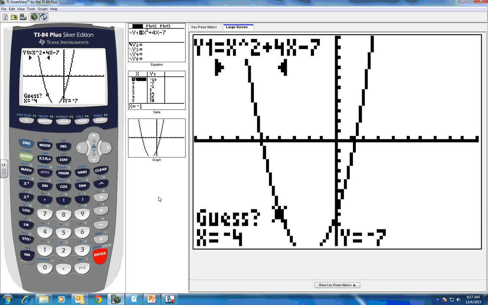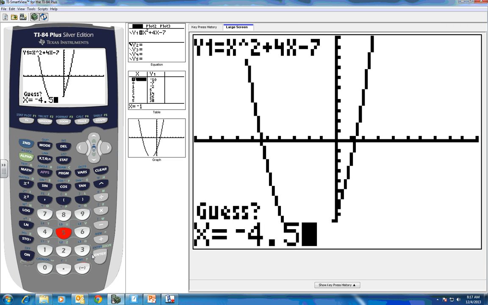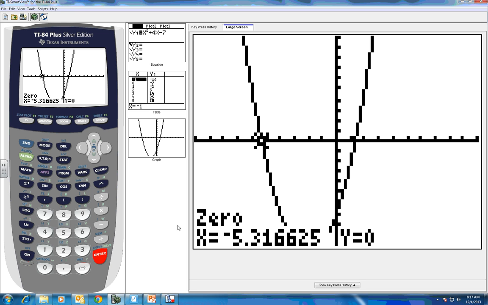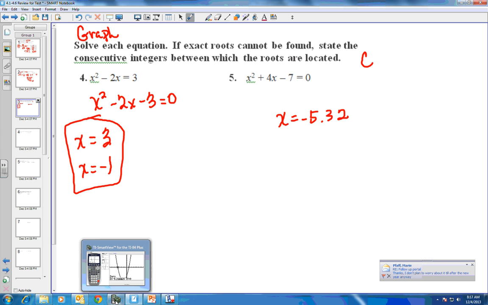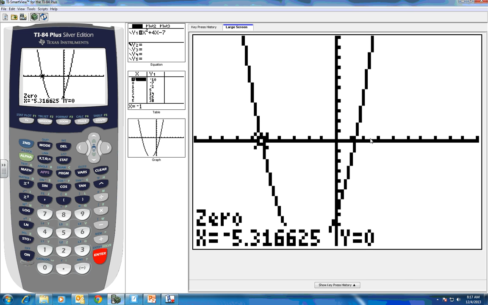And then guess, I'm just going to say -4.5 is my guess. Okay, there's my answer, -5.31. Okay, we'll go 2 decimal places. And on the test, I'll tell you how many decimal places to go. It doesn't matter. You can round or not round. So my first answer, -5.32. X equals -5.32. And now we have to go through those same steps again in order to find this point.